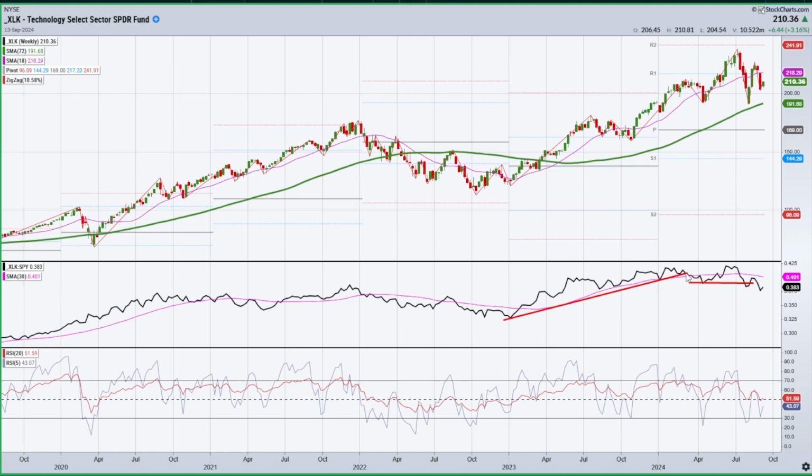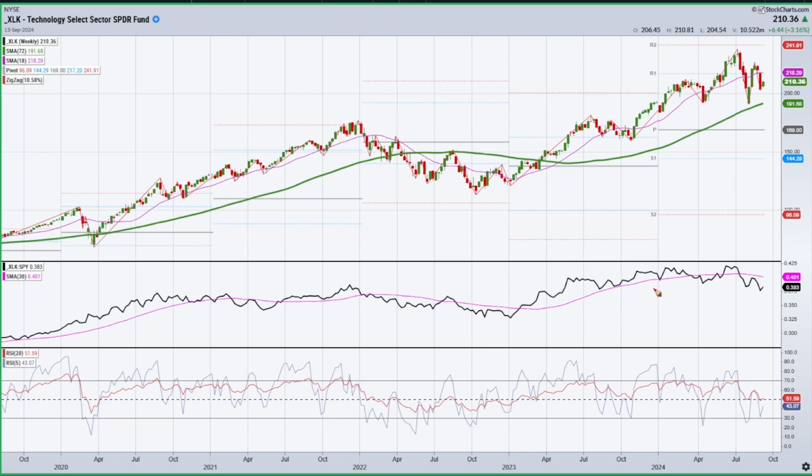We broke the uptrend line on a relative basis in the XLK versus the SPY. And then we went back up and tested the high. So those of you who have read my book or gone through my course know that's the 1 and the 2 and a change in trend. And we've just completed the reversal, which is a 3. All right, that's the 1, 2, 3 pattern.